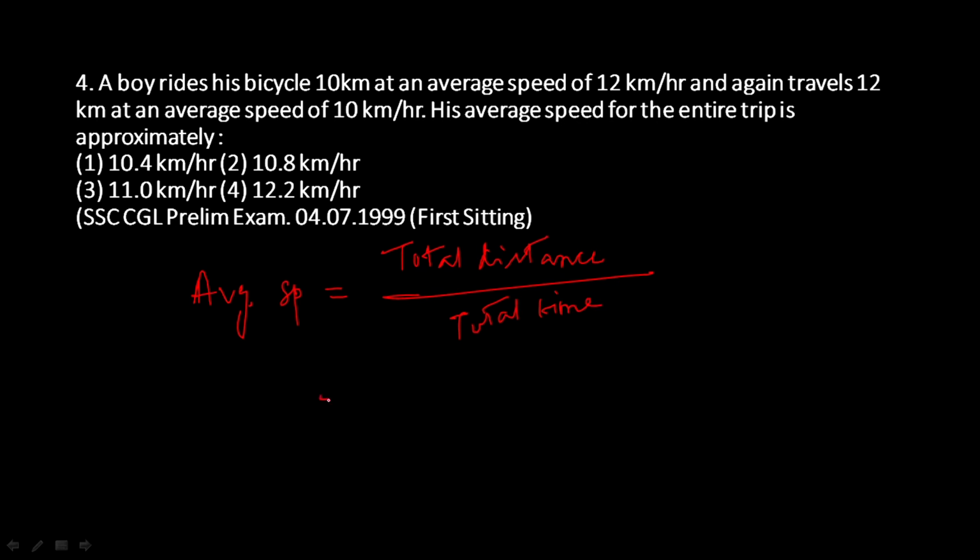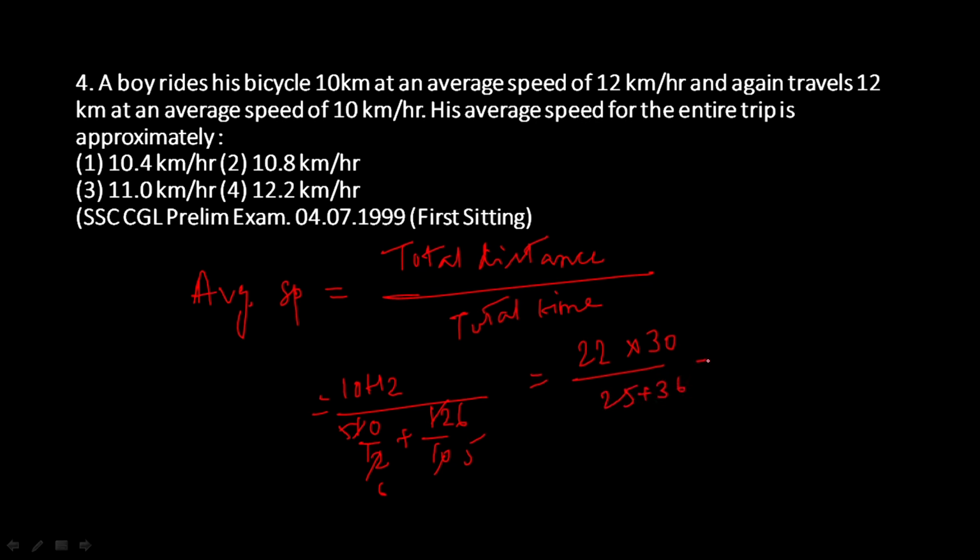So what is the total distance here? 10 plus 12. What is the total time here? Total time is 10 upon 12 in the first case and then 12 upon 10. Means it's 5 upon 6 and 6 upon 5. So it will be 22 upon 61 by 30, which is about 10.8. Okay, 10.8 will be the right answer, right? It has given the approximate answer. So 10.8 will be the right answer. I hope you have understood. It's an easier one. Moving to the next one.